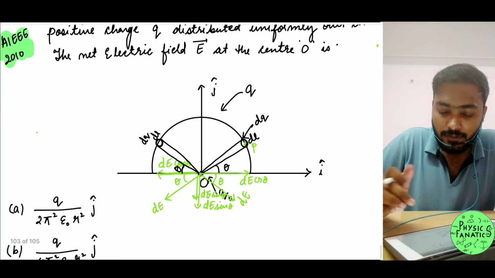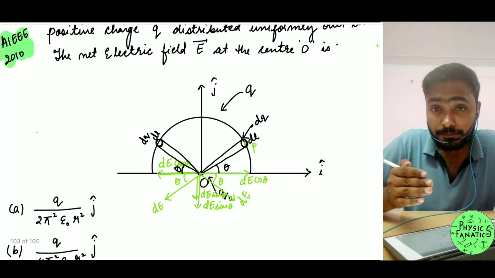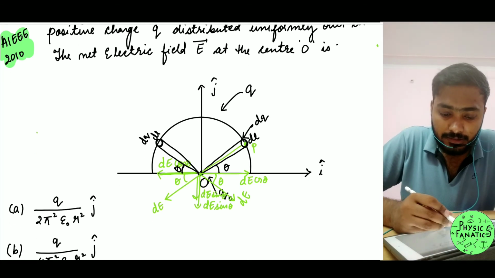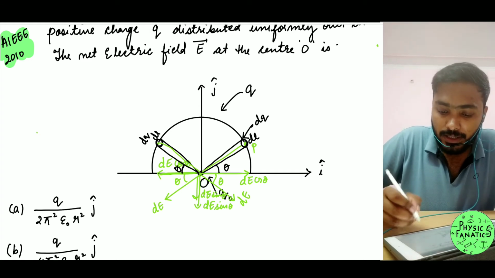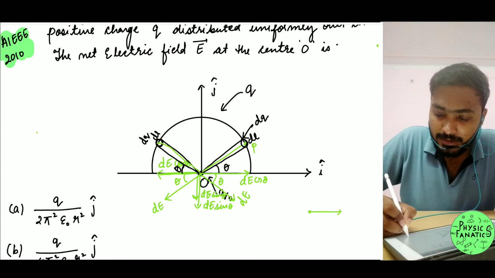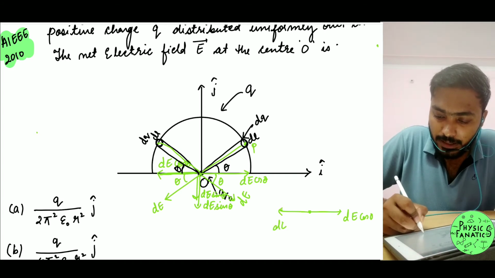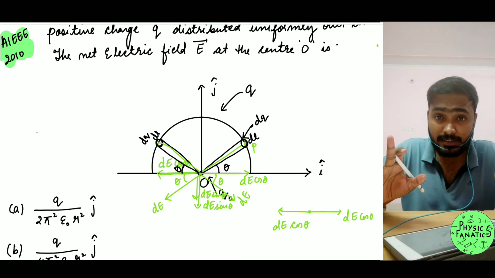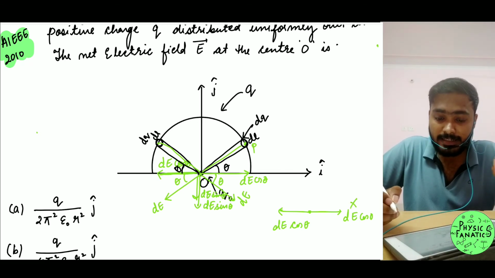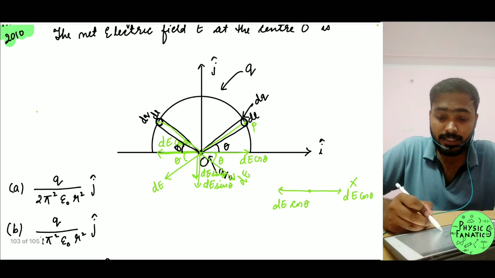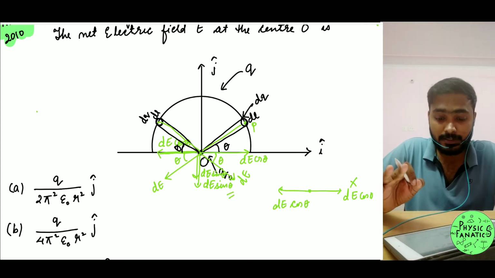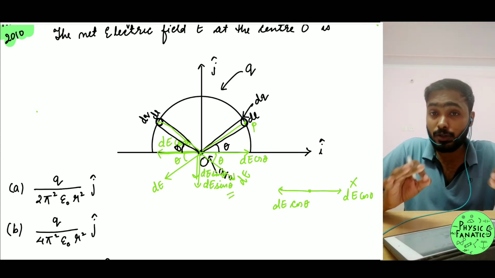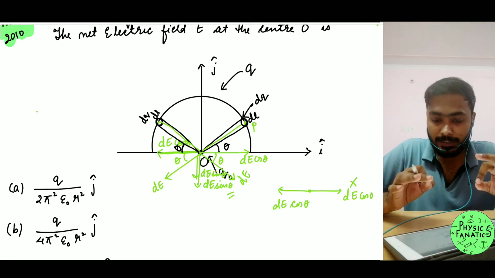So one thing is very clear, for every angle there will be another such angle, right? So the dE cos thetas will cancel out, because they are equal and opposite. I can see this very clearly from the diagram. The only thing left to find is the dE sin theta. The dE sin thetas are going to add up, right?